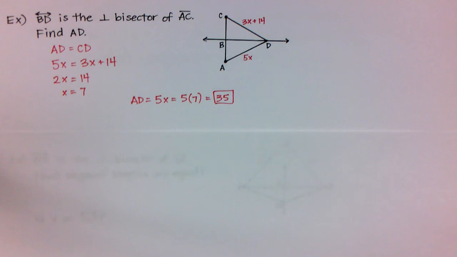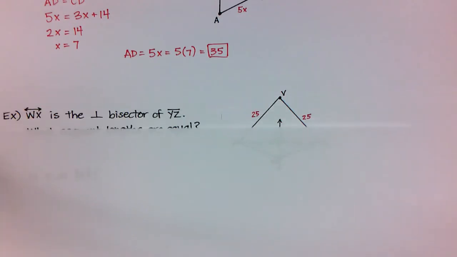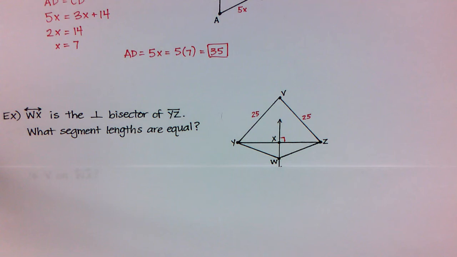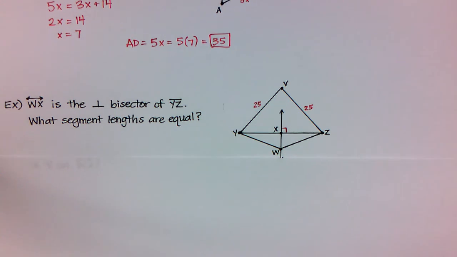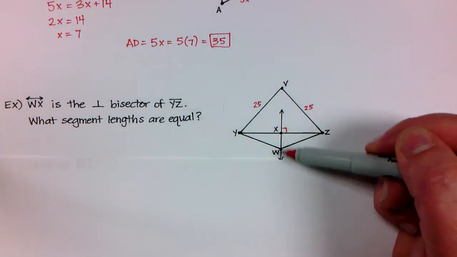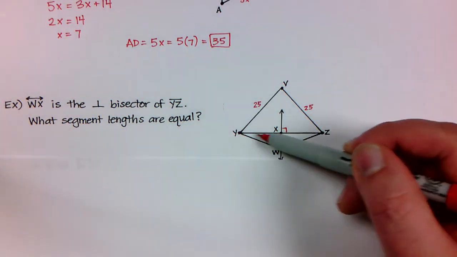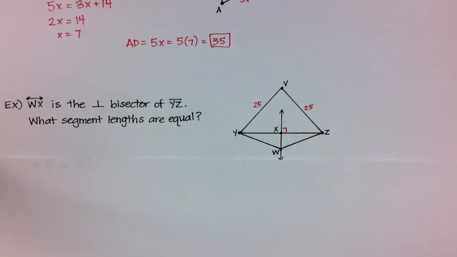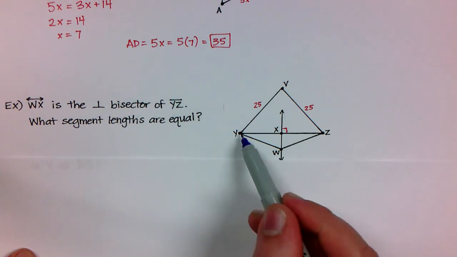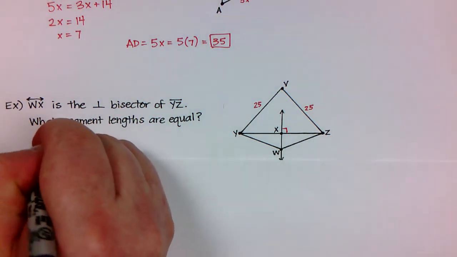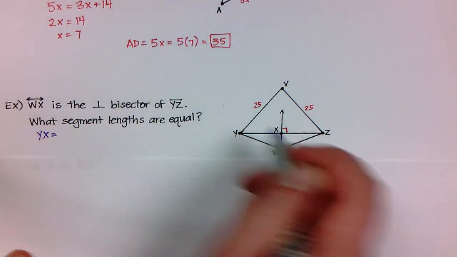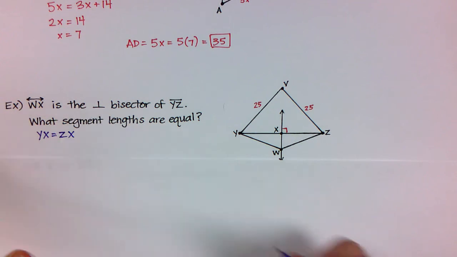Okay. Our next example is a little similar. Okay. And it's kind of two-parted. This time I have this diagram and it's telling me that WX, that line right here, is the perpendicular bisector of this segment YZ. And all it is asking me at the beginning is what segment lengths are equal. So since I know it's a bisector, that's automatically telling me that YX is equal to ZX. Okay, that's kind of a given knowing that it's a bisector.